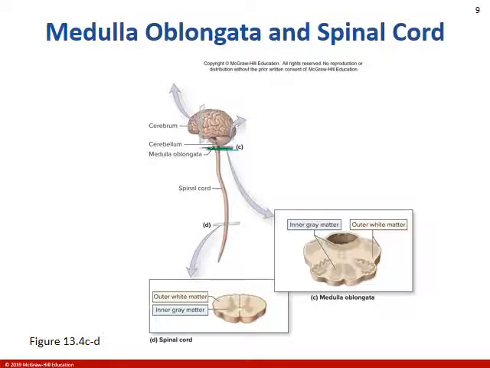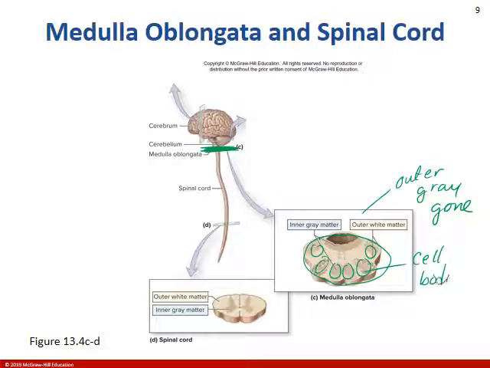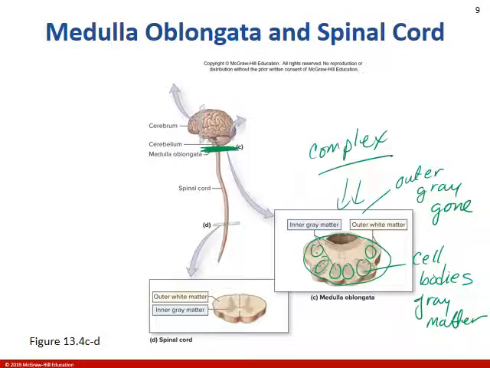Now we're here at sea level doing a transverse cut at the medulla, so this is part of the brainstem, and you can see that the gray, the outer gray, is gone. Now we have mostly white, and then we have embedded these nuclei, these cell bodies of gray matter. You can see that this looks pretty complex, right? We're going to find out in a little bit that each of these sections have a specific job.